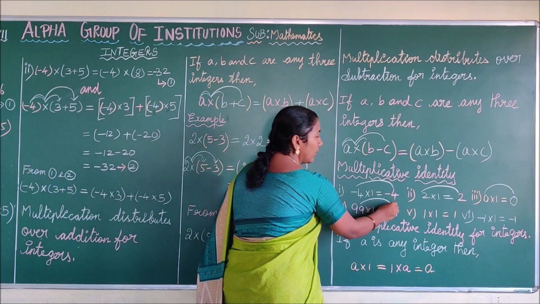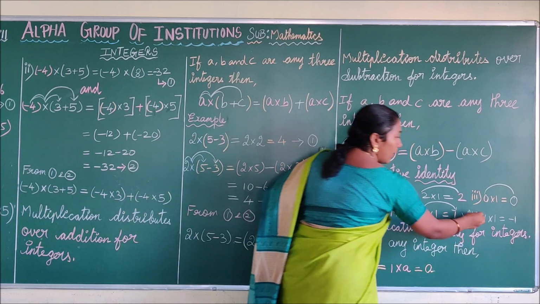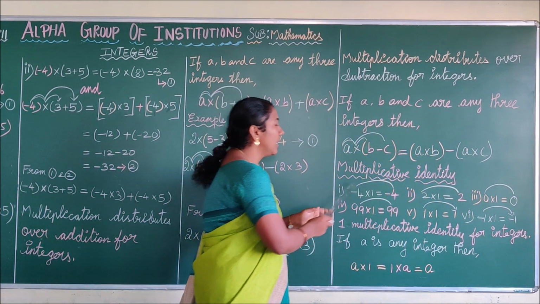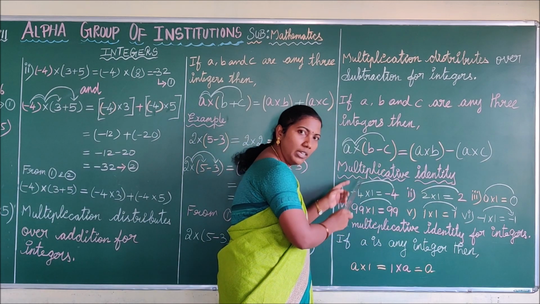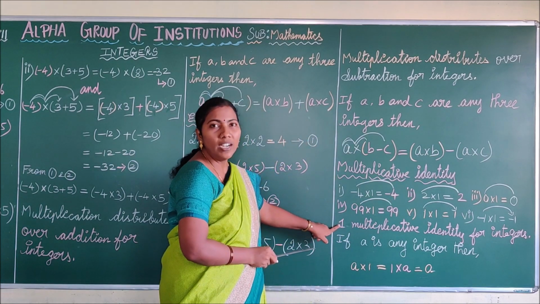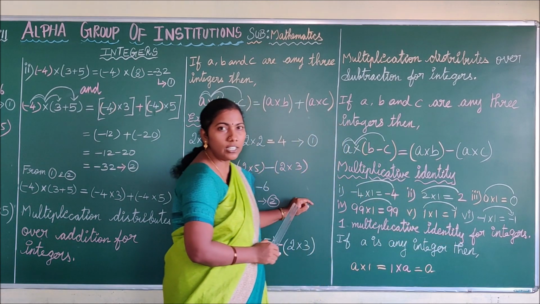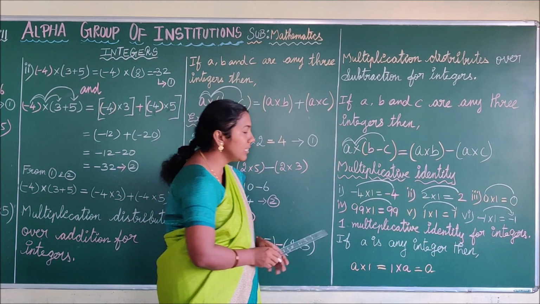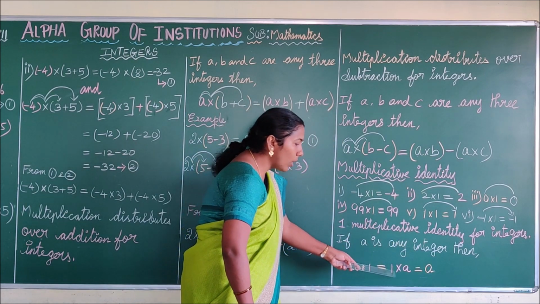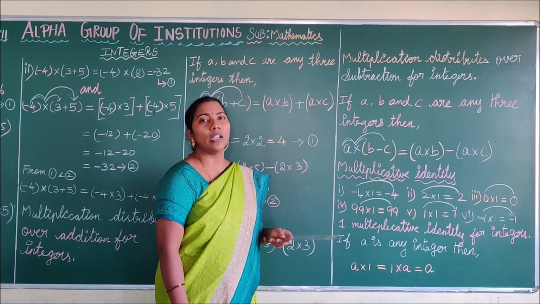99 into 1, you get the same number, 99. 1 into 1, you get 1. Minus 1 into 1, you get minus 1. That is, if you multiply any number with 1 or 1 with any number, you get the same number. That's why we call 1 the multiplicative identity for integers. It's clear, children? Thus, we can say if a is any integer, then a into 1 is equal to 1 into a, which is equal to a. That is, 1 into 3 or 3 into 1 is equal to 3.